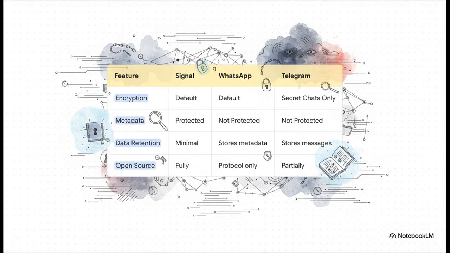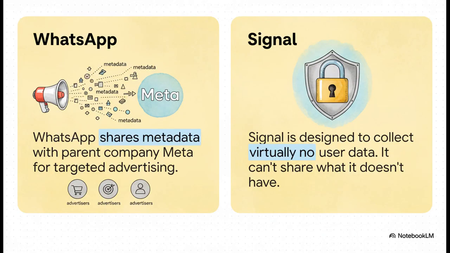Now, while Signal and WhatsApp both have something called end-to-end encryption by default, the real difference maker is something called metadata. Just think of metadata as the data about your data. It's not the content of your messages, but it's who you talk to, when you talk to them, and for how long. And this right here is the critical distinction. WhatsApp, which is owned by Meta, collects and shares this metadata. Signal, on the other hand, is designed from the ground up to know almost nothing about you. It's simple, really. It can't share what it doesn't have.